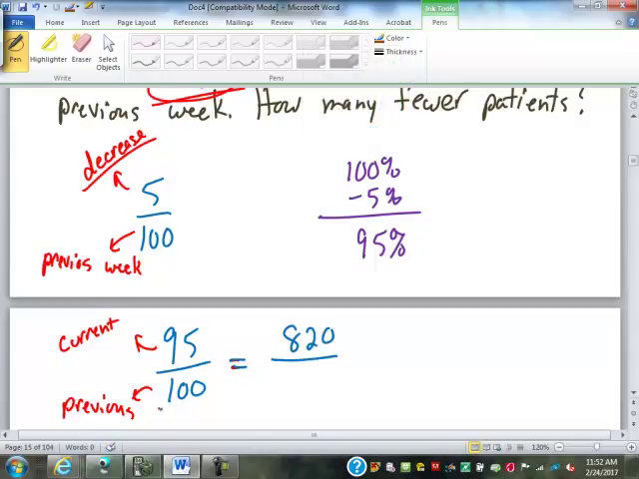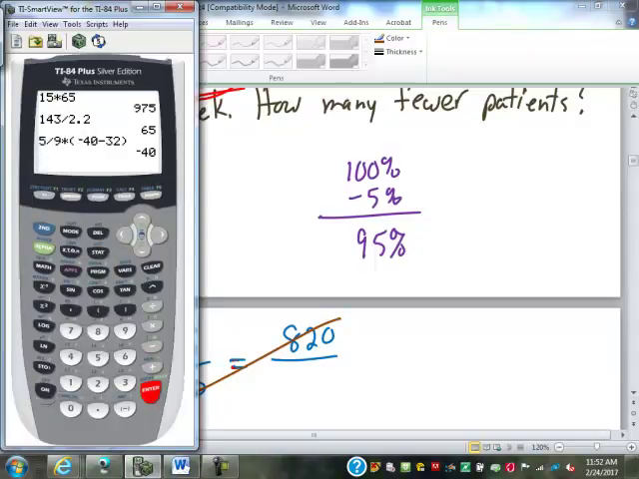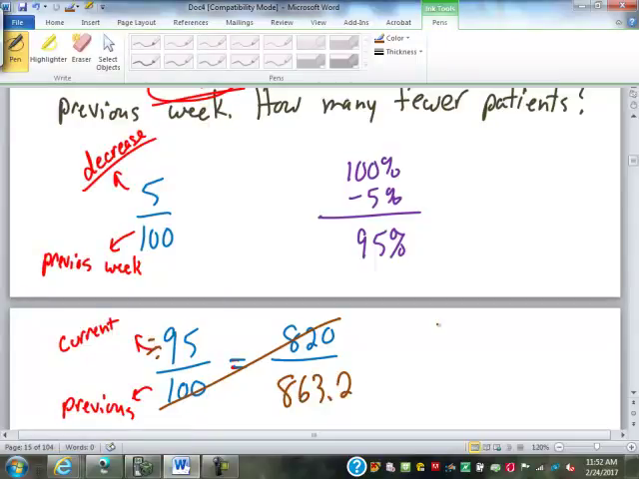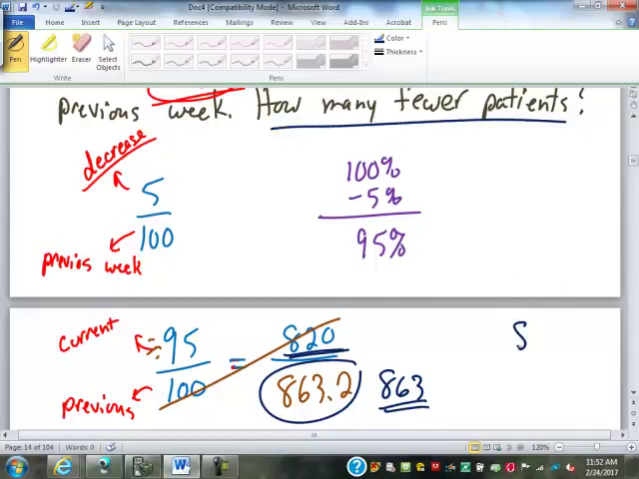So we can cross multiply and divide: 100 times 820 divided by 95 gives us 863.2. So now since we can't have a tenth or 2/10 of a patient, we're going to round that to 863 patients. So we had 863 patients last week, 820 this week. Now we are looking for how many fewer? How big is the decrease? So 863 minus 820. That's 43 fewer patients.